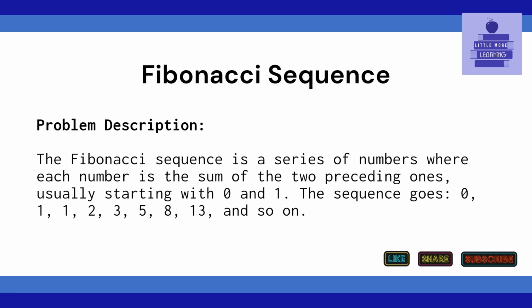Firstly, let's look at the problem description. The Fibonacci sequence is a series of numbers where each number is the sum of the two preceding ones, usually starting with 0 and 1. The sequence goes 0, 1, 1, 2, 3, 5, 8, 13, and so on.